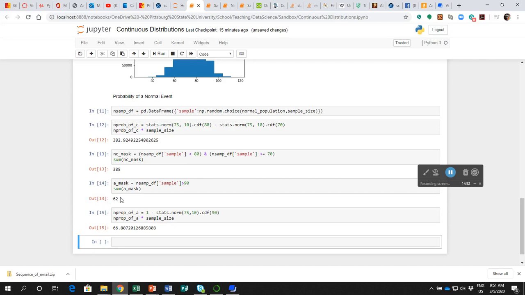So the actual value isn't too far away from what the theory predicts. It's not exact. We would be suspicious if it were. And when we get into the central limit theorem, we will learn more about that.